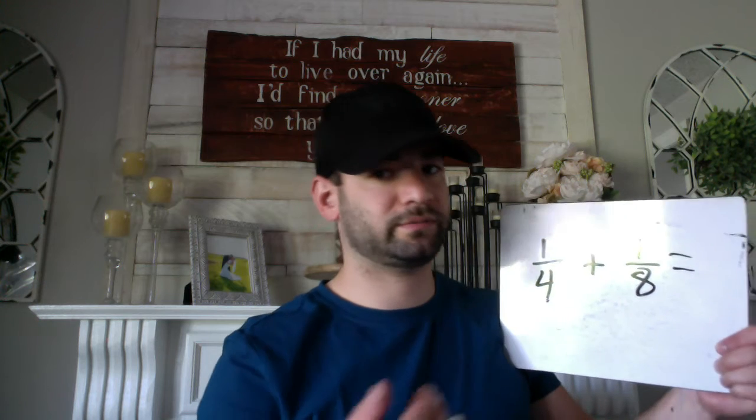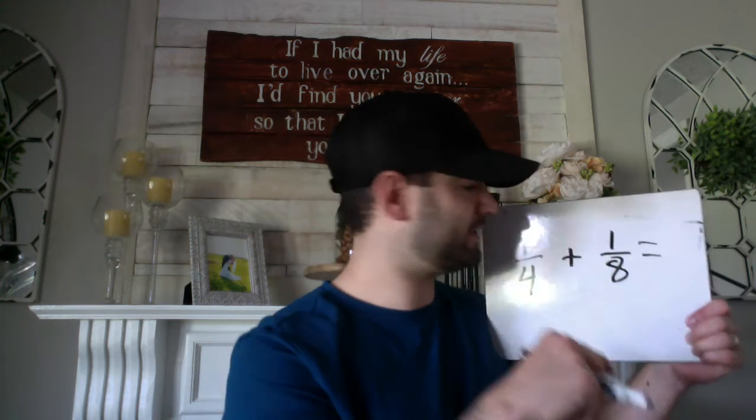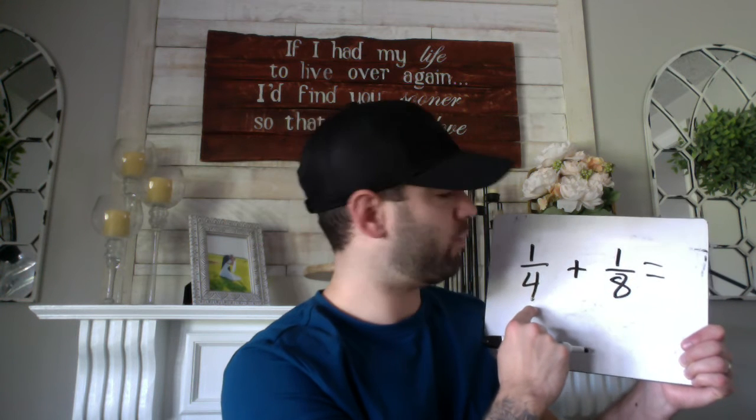sorry, I'm doing my best I can so that the sun's not hitting the board. 1/4 plus 1/8. So what you need to find is, you need to look at these bottom numbers and you need to say, okay, what is a common denominator that both 4 and 8 go into? Well, to do that, you get your factor tree over here.